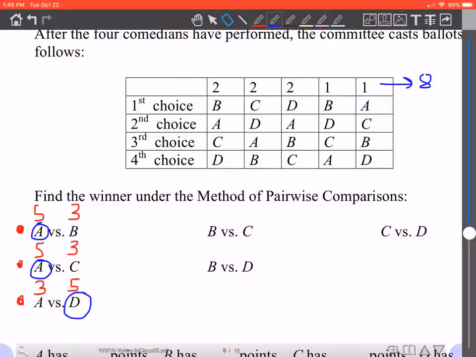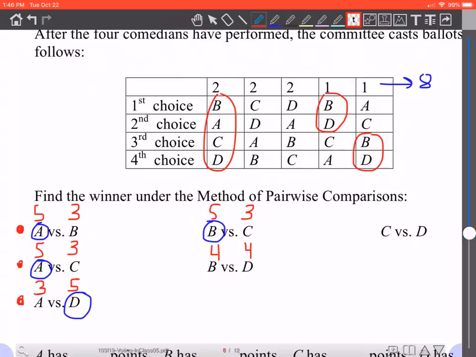Let's check B versus C. So B is ranked higher than C 2, 4, 5 times. That's 5 out of 3. B wins. Be thinking about why B cannot be the Condorcet candidate even if they win these 2 matchups, right? Why can't they be the Condorcet candidate? We're going to check B versus D now while you're thinking about that. So B versus D. 2 times higher, 3, 4. This is going to be a tie. So B versus D, they get half a point each.